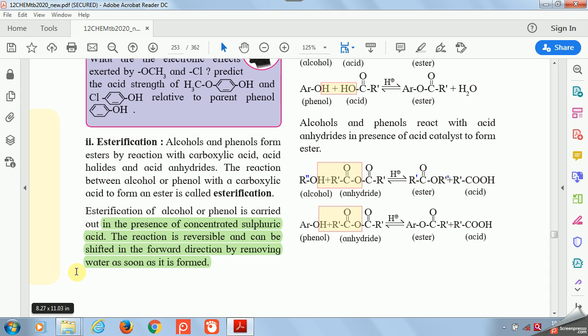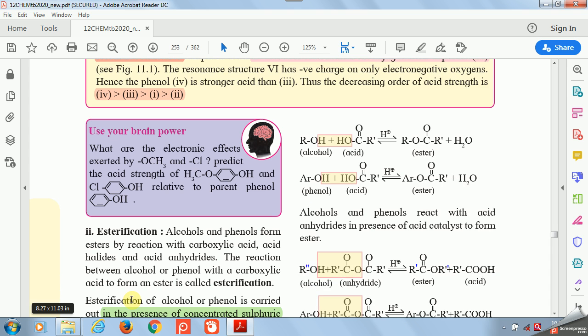So this esterification is carried out in presence of concentrated sulfuric acid, because if we don't use concentrated sulfuric acid, the reaction is reversible. So the reactants, alcohol and carboxylic acid, give ester and water as products, and this ester again reacts with water, that means it undergoes hydrolysis to give carboxylic acid and alcohol back. So this is a reversible reaction. To avoid this reversible reaction and get ester as a product, we have to use concentrated H2SO4.